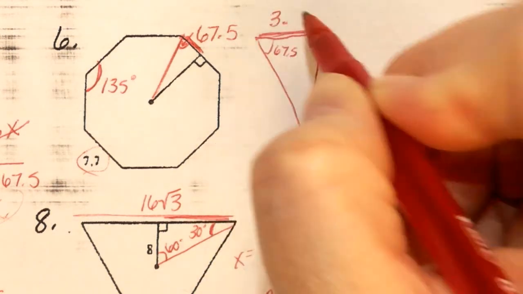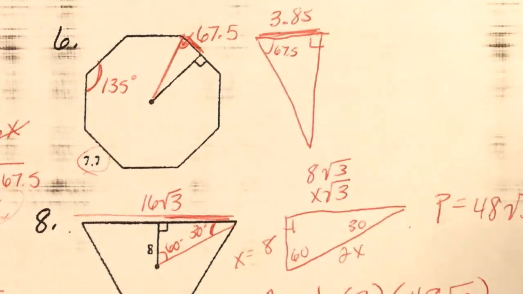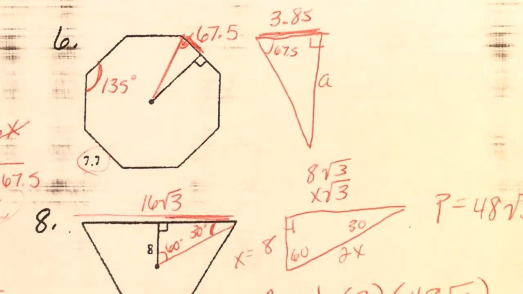3 point what? 3.85. Okay. Don't round these. I know both of them are decimals, but they're exact, so don't round those. This right here would be the apothem.